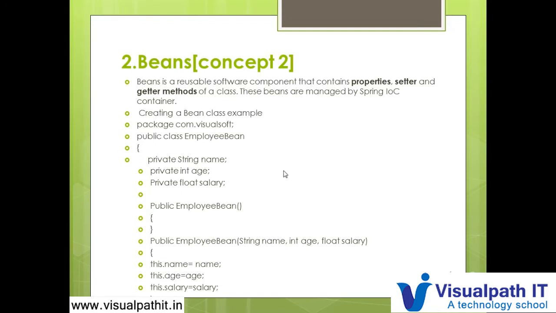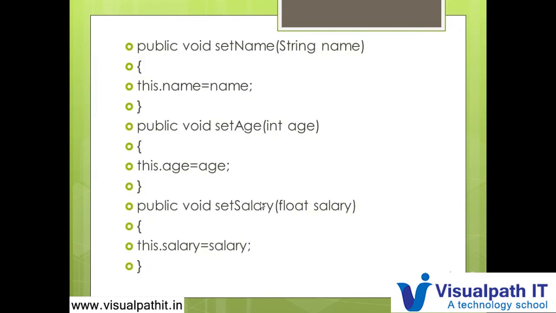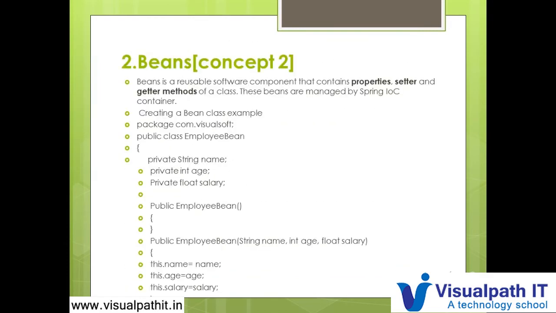So now, as we had already bifurcated the learning of our Spring IOC into two concepts, one is the complete learning of the Spring IOC container, which we did till now. Here we are learning about the complete bean concept. Without learning the bean concept, it is very difficult to go ahead in our Spring learning methodology. So first, what exactly is a bean? We already discussed. It is a reusable software component that contains properties, setter and getter methods of a class. That is mainly managed by the Spring IOC container.